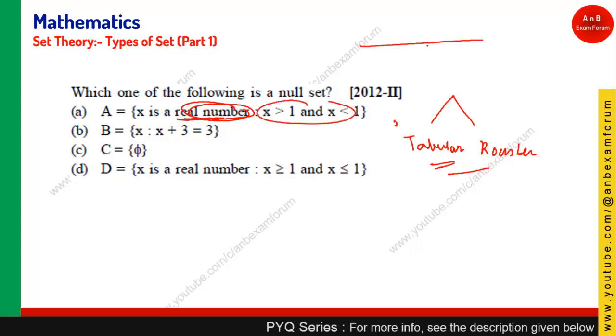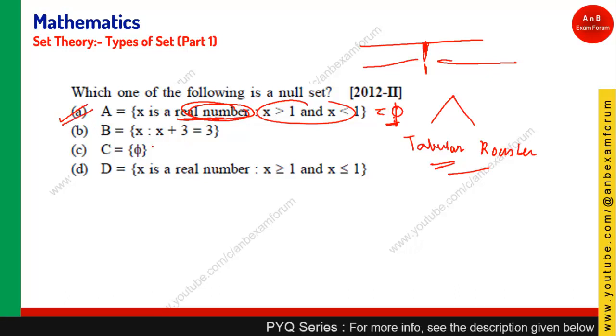Okay, you can think like that, this is x = 1. These are less than 1, these are greater than 1, so there is no real number which exists between them, right? So this is basically your null set. There is no element which satisfies this condition, therefore it is a null set. So option A should be the correct answer.